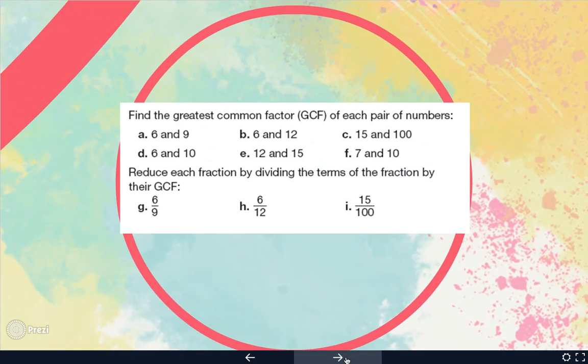So here's our lesson for today. We need to figure out what the greatest common factor is for 8 through F. And then for G, H, and I, you use the greatest common factor between these two numbers and then reduce the fraction. So the greatest common factor between 6 and 9 is 3. So I'm going to divide 6 by 3 and then 9 by 3 and then have my new reduced fraction.